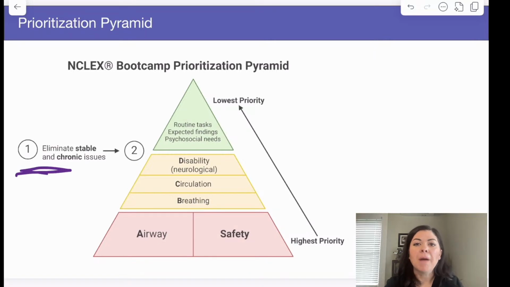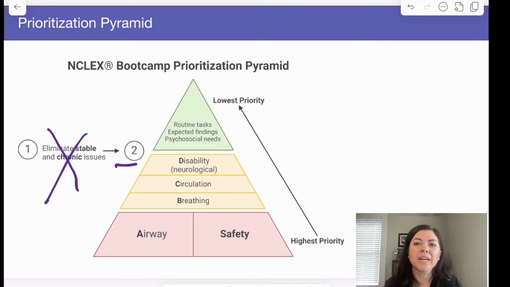Whereas a chronic issue might be a client with maybe advanced COPD, and they have a pulse oximetry reading of, let's say, 93%. Would we expect a client with advanced COPD to have a pulse oximetry reading of 93%? Yes or no? I'm saying yes. Typically, these clients are going to have much lower pulse oximetry readings than a client without any type of respiratory illness. So this is a chronic issue that typically is not going to be too concerning. Once we're able to eliminate those stable and chronic issues over here on the left, we're going to move to step 2, which is our pyramid.